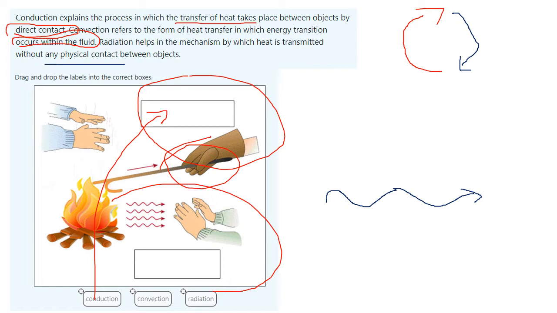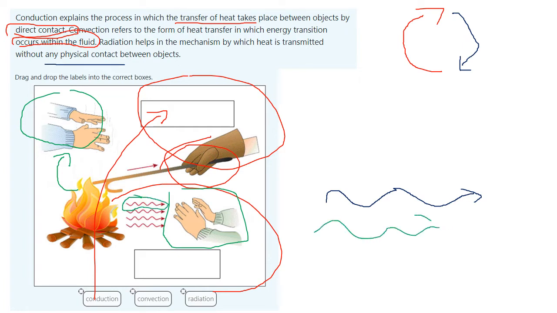But what is happening here? Well, firstly, look where the hands are. The hands are at the side. If the hands were above, the hot air would be rising up. That's why there would be convection. But the hands are not above. The hands are at the side. Second, look at the arrows. They are wavy arrows. It's not the rising and falling, it's the wavy arrow. So the correct answer is radiation.